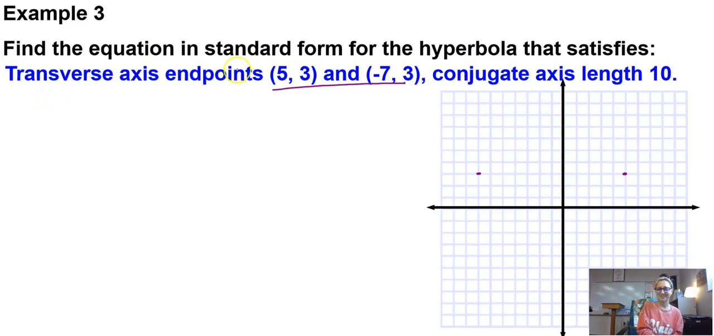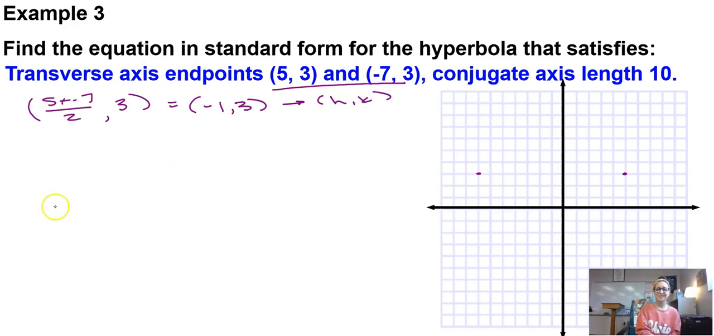Now, I know that my y-coordinate is going to be 3, right? So if I just average 5 and -7, that will give me the middle of those, right? And I could average 3 and 3, but I know that that's 3. So 5 plus -7 is -2, over 2 is -1. And that is going to be my (h, k), okay? So we said that x's come first, so I'm going to have (x + 1) quantity squared over something. Now plus or minus? Minus, because it's a hyperbola. Then (y - 3) quantity squared over something equals 1, right?